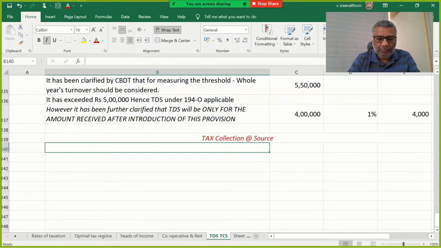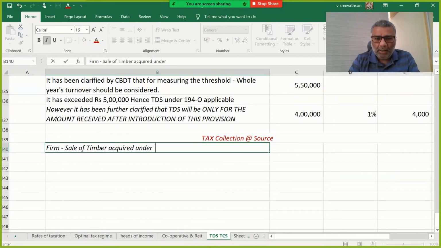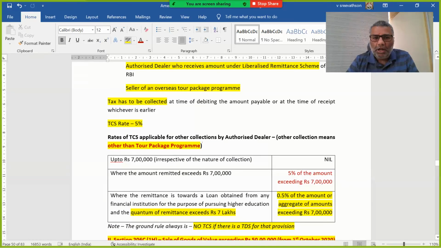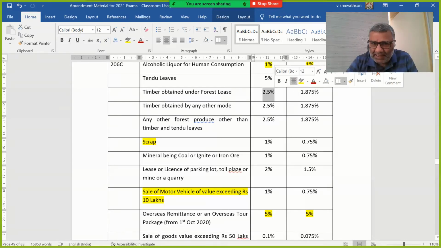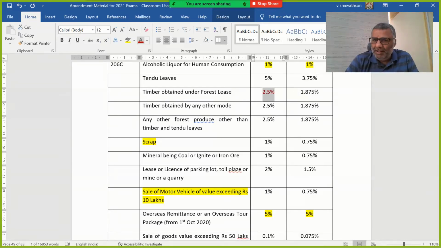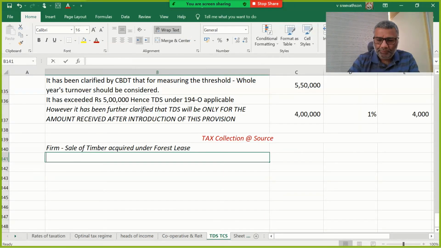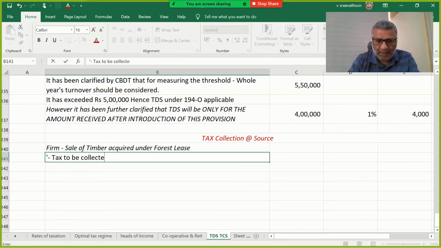Firm, sale of timber acquired under forest lease. Okay, this is the one, my dear firm. Timber obtained from forest lease. All of these are 2.5%. Though there are three things, as far as the rate is concerned, it is 2.5% or less. Scrap, please remember it is 1%. So, tax to be collected at source.